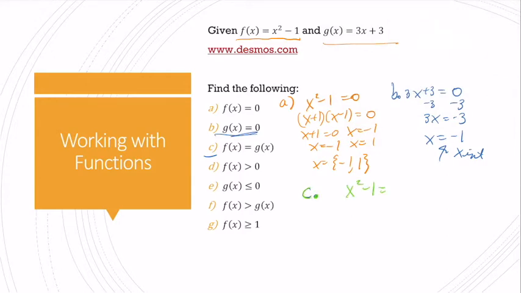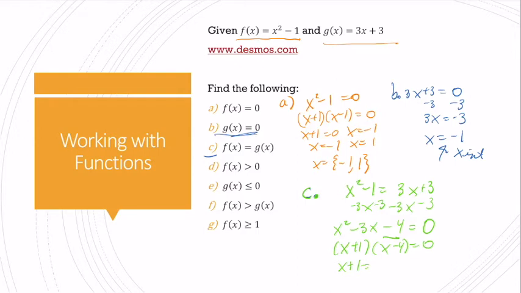So I have x squared minus 1 equals 3x plus 3. So let's subtract 3x from both sides and subtract 3 from both sides. So I have x squared minus 3x minus 4 equals 0. I'm going to factor this. So I say, okay, what are some factors of AC, which is negative 4, that add up to negative 3, and I get 1 and negative 4. So this is going to factor to x plus 1 times x minus 4 equals 0.